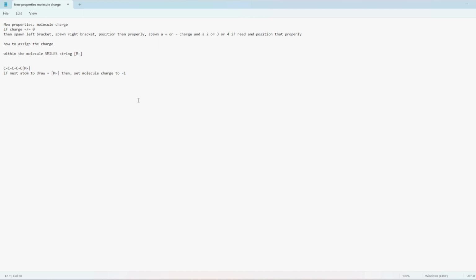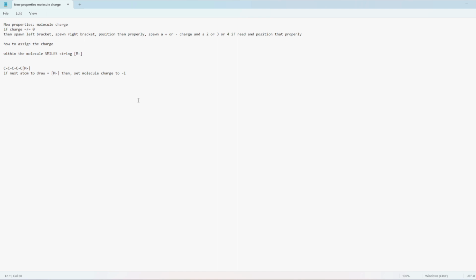How am I going to assign charges? So if there is a charge, that's how it's going to happen. But how does the game know that there is a charge? What I'm going to do is within the molecule SMILES strings, I talked about this in an earlier devlog, maybe devlog 3 or 4, I'm going to create a new entity that can be deduced. I'm just going to put it as a square bracket, M minus, and then close the square bracket.